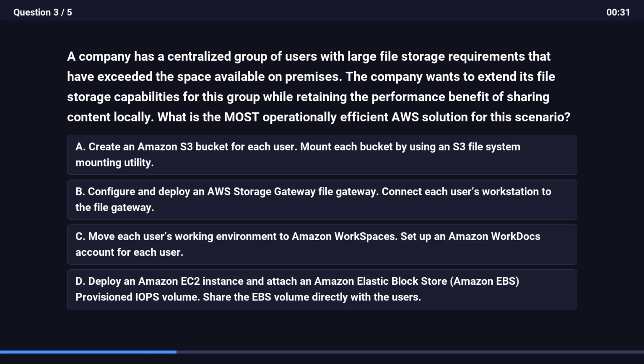B. Configure and deploy an AWS Storage Gateway file gateway. Connect each user's workstation to the file gateway. C. Move each user's working environment to Amazon WorkSpaces. Set up an Amazon WorkDocs account for each user. D. Deploy an Amazon EC2 instance and attach an Amazon Elastic Block Store, Amazon EBS, provisioned IOPS volume. Share the EBS volume directly with the users.